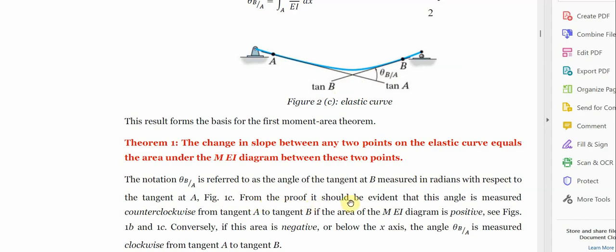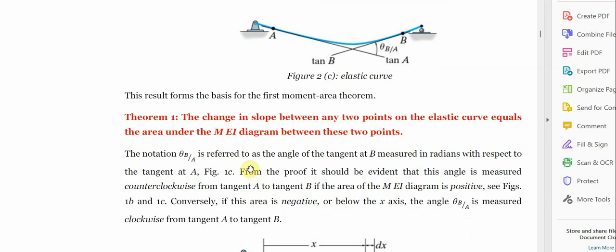From the proof, it should be evident that this angle is measured counterclockwise from tangent A to tangent B if the area of the M over EI diagram is positive, see figure 1B and 1C. Conversely, if the area is negative, or below the axis, the angle is measured clockwise. That is, if it's measured this way, it's positive. If it's measured this way, it's negative.